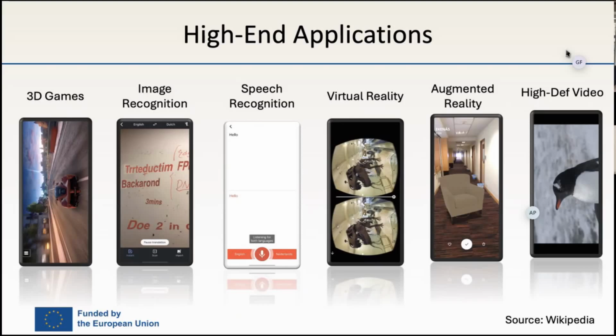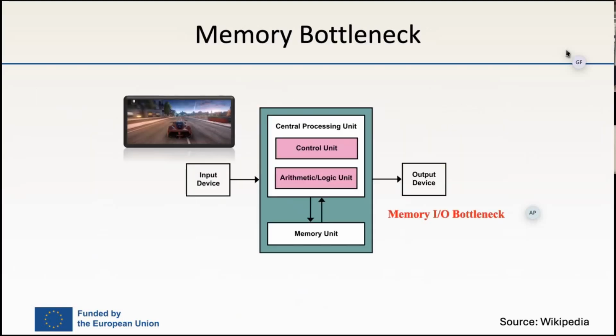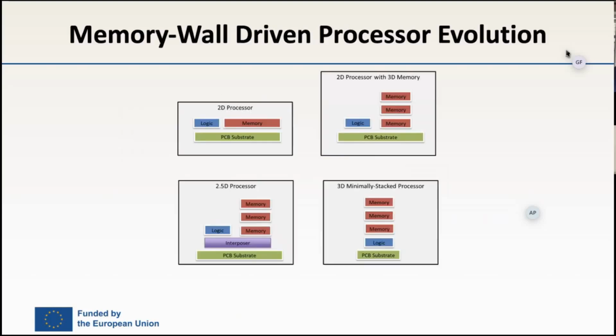To address this problem, which is also called the memory I/O bottleneck or the memory wall, new designs for non-von Neumann architectures were proposed. To break this memory wall, what we have done in processor design is to move from a 2D processor to a 3D processor design, whereas previously logic and memory were kept separate and connected using a PCB substrate interconnect.